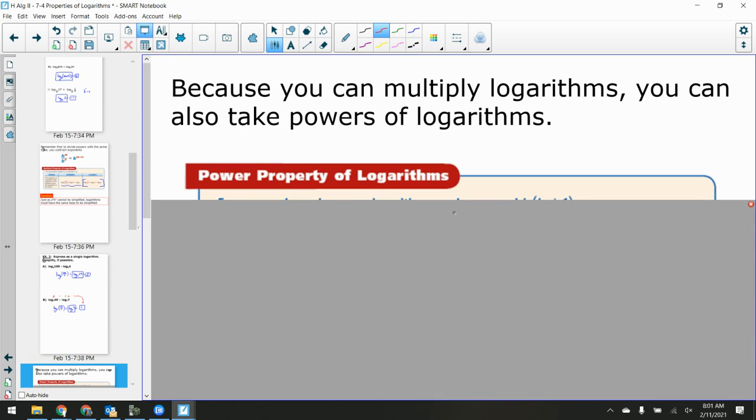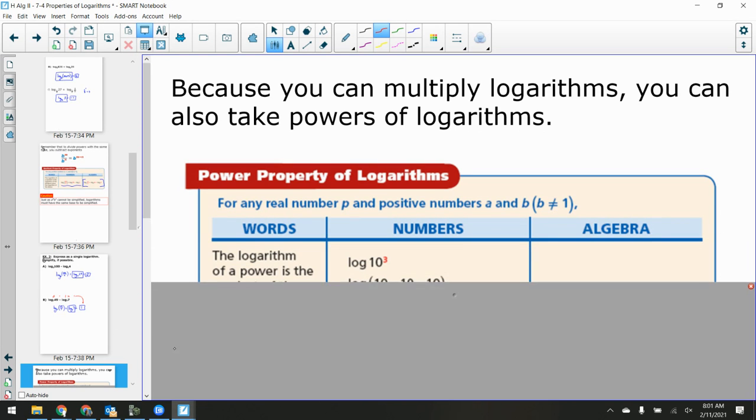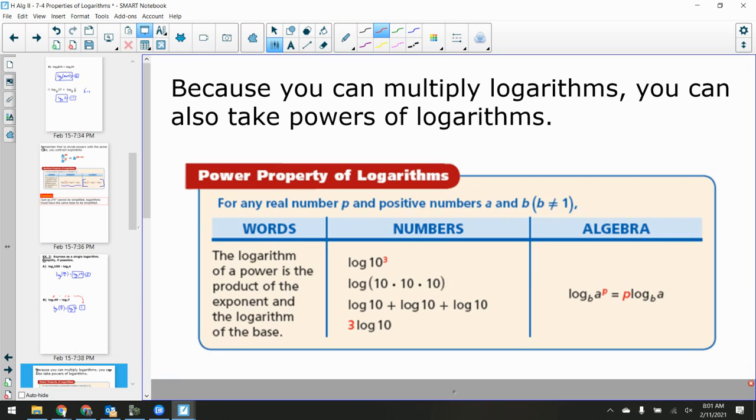Okay, so because we can multiply logarithms, you can also take powers of logarithms. Think about our power to a power property, right? A to the m, it's not written in here, but a to the m to the n is equal to a to the m times n, right? Product up there.